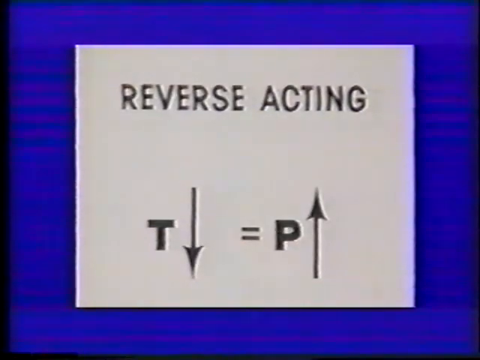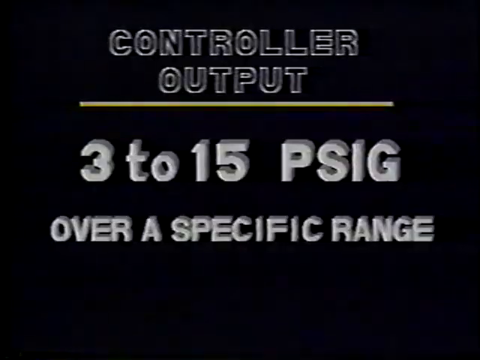A reverse-acting controller provides an output with an inverse reaction to a change in the sensed variable. A fall in sensed temperature would provide an increase in branch line pressure, and an increase in sensed temperature would create a drop in branch line pressure.